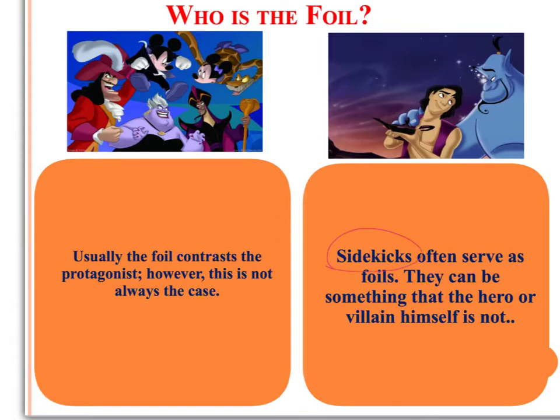The other side of that is that sidekicks can often serve as foils. They can be something that the hero or villain himself is not. For example, if the hero or villain is a hothead, the sidekick could be calm and practical. In Aladdin, Jafar had a sidekick in that little bird, where Aladdin had the sidekick in the genie. So they'll have those qualities that the hero doesn't have.